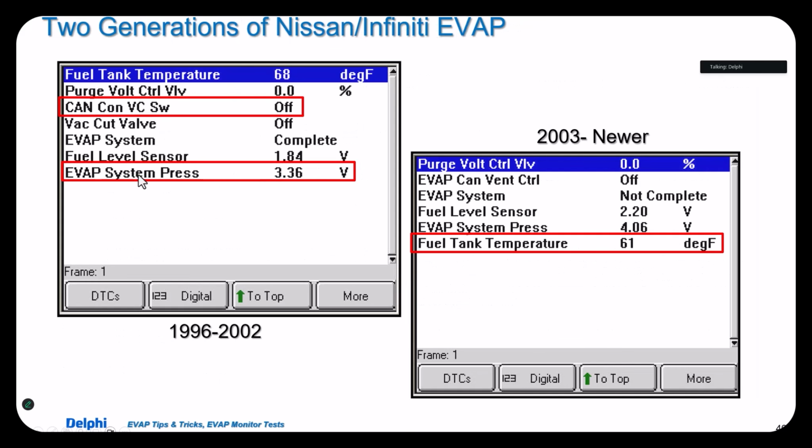Okay? And then here, you've got an early generation Nissan. Sorry about that. Someone came to the door. My dog's going nuts. This is the early generation.